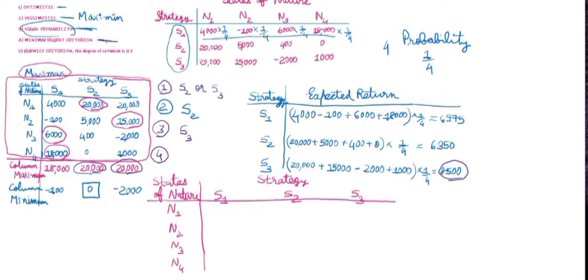Then we have already found the maximum value for each of the rows. What we'll do, we'll subtract each value from that maximum value, that is 20,000 minus 4,000. Then 20,000 minus 20,000. And the last value again, 20,000 minus 20,000. Same way for each of the rows, we'll do this. So for the second row, our maximum value is 15,000. Hence it will be 15,000 minus 100.